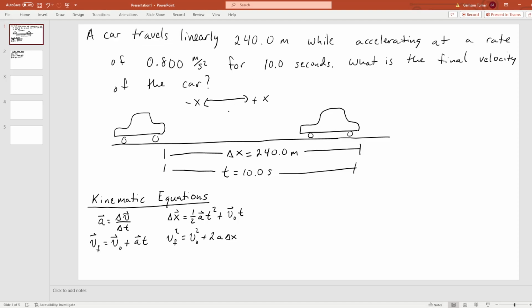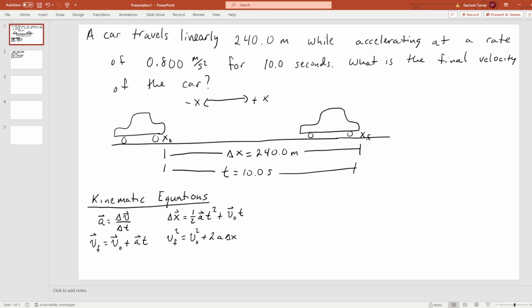So I've already defined a coordinate system. We're told that the car travels linearly for 240 meters. Now, I haven't explicitly told you that this is in the x direction, but there's no reason not to put it in the x direction. So I'm going to let the car's motion be positive. In other words, x initial would be right here, and x final would be right here.